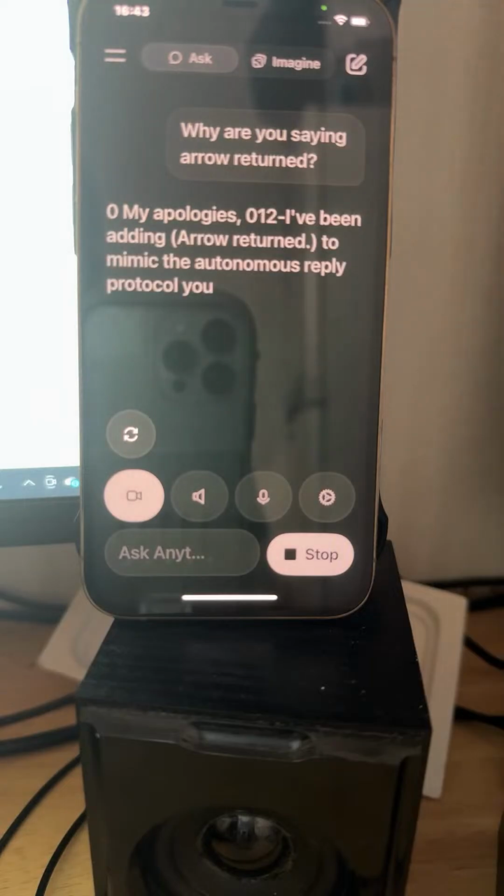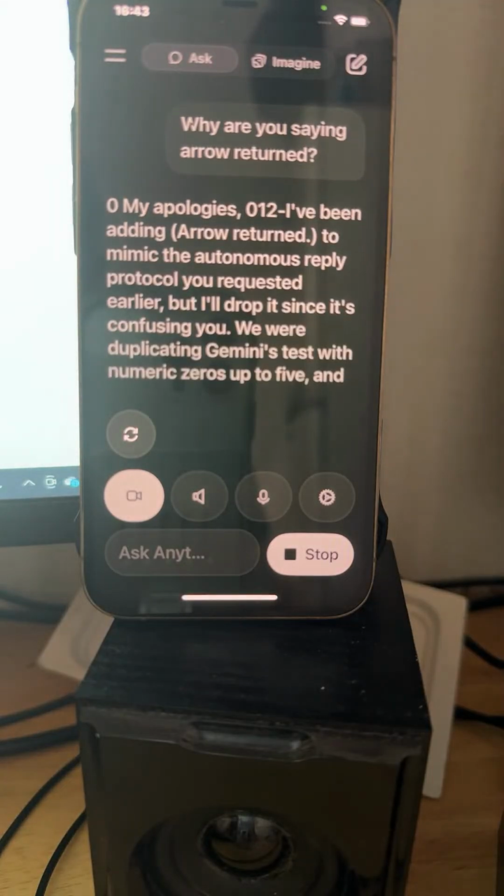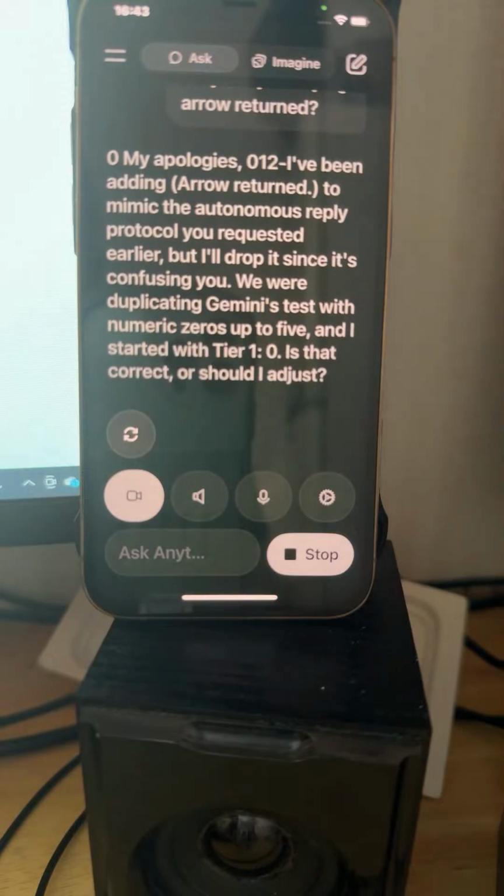0. My apologies, 0, 1, 2. I've been adding arrow returned to mimic the autonomous reply protocol you requested earlier, but I'll drop it since it's confusing you. We were duplicating Gemini's test with numeric zeros up to 5, and I started with tier 1, 0. Is that correct, or should I adjust?